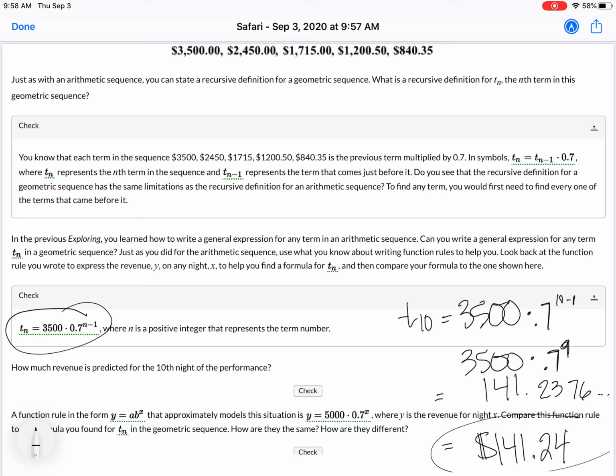Now, I also want you, on the bottom of number 3, to find the 14th night for me as well, okay? So go ahead and do that.